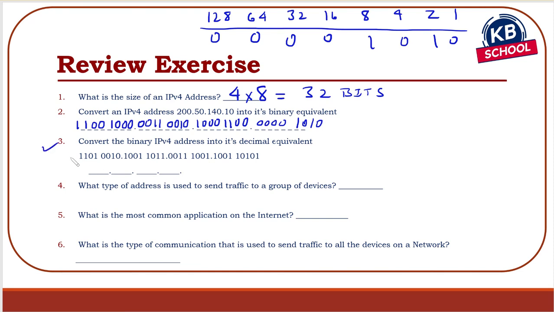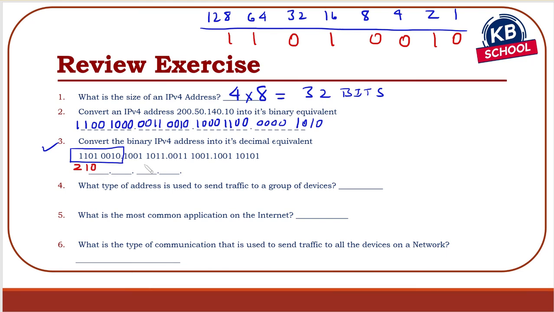Now with that, let's go to the next one, which is converting binary IPv4 addresses into their decimal equivalent. Let's do this one first. Again, using the same table, the magic table as I call it. 1101 0010 is what I would do. I would write it over there and then add the bit values that are turned to 1. So 128 plus 64 is 192. 192 plus 16 is 208, and 2 is 210.